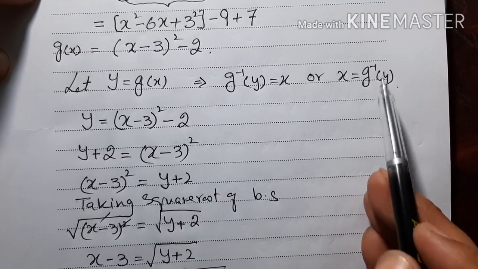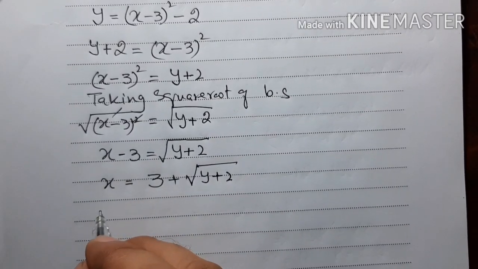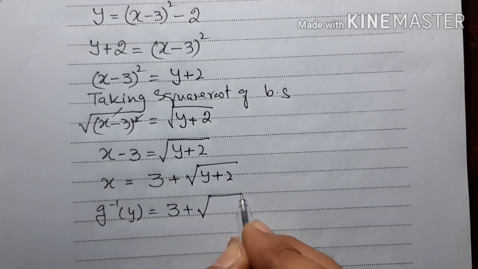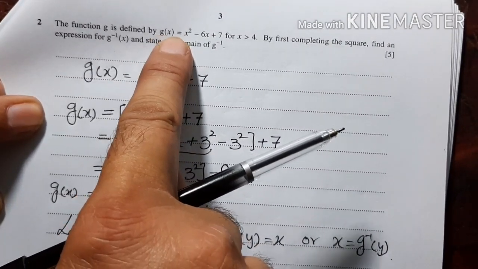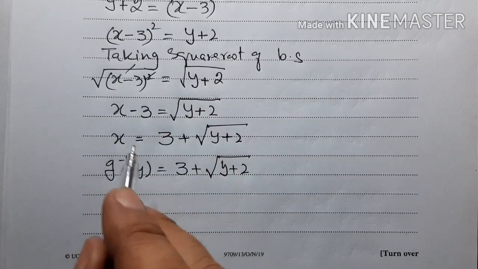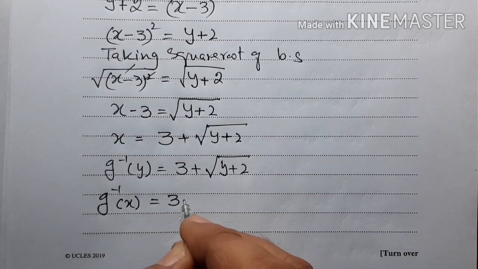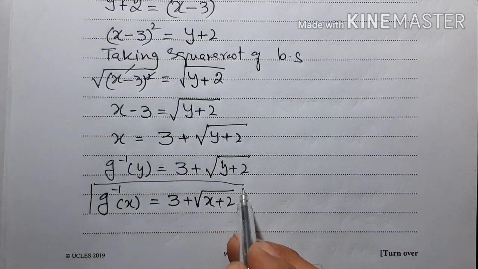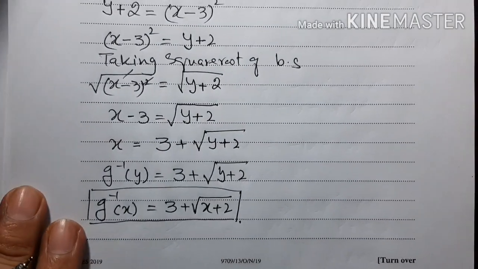Now this x is equal to g inverse y. So I'll put g inverse y here instead of x. So this will become g inverse y is equal to 3 plus the square root of y + 2. But my main function is in x, g(x) and g inverse x. So that's why I'll replace all y's with x. So it will become g inverse x is equal to 3 plus the square root of x + 2. This is the g inverse x.